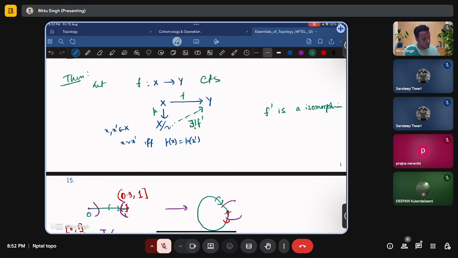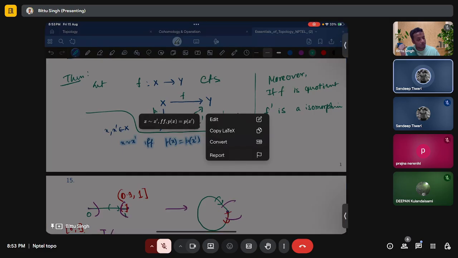What is the meaning of factorization? It means f tilde composed with p is f, and moreover that theorem is slightly more interesting. Moreover, if f is a quotient, then that f tilde map is an isomorphism. Okay, this is the whole theorem.